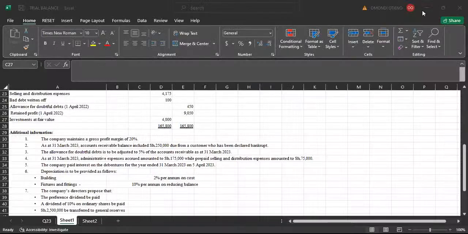So this is our BDA. We are tackling topic number 3, where we are going to do the preparation of the financial statements. That's where we are. Preparation of financial statements 3.0.